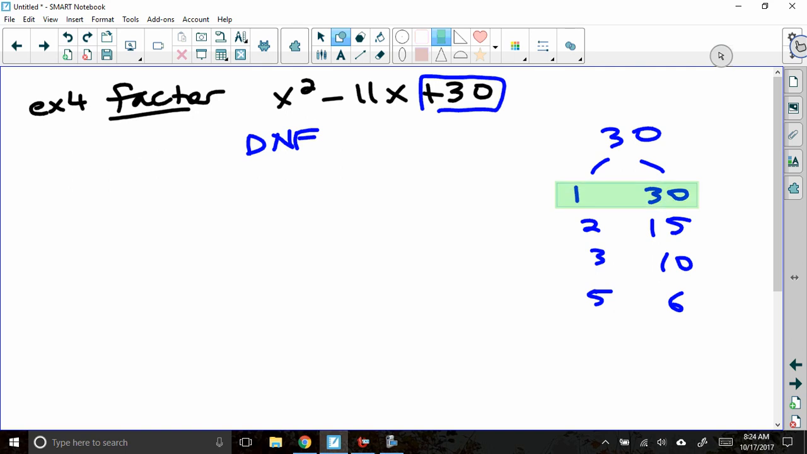1 plus or minus 30 would be either 29 or 31, positive or negative. So you're saying we want these things that add up to be this middle term. So if we think about 1 plus or minus 30, that's going to be 29 or 31. That's not going to work. 2 plus or minus 15, that's going to be 17 or 13. That's not going to work. 3 plus or minus 10, that's going to be 7 or 13. That's not going to work. And 5 and 6, you're saying 5 and 6 can make 11? Oh.